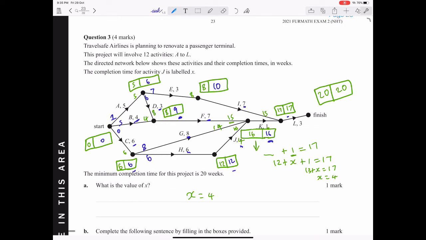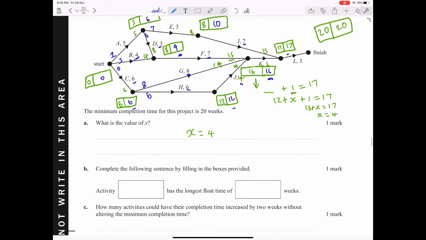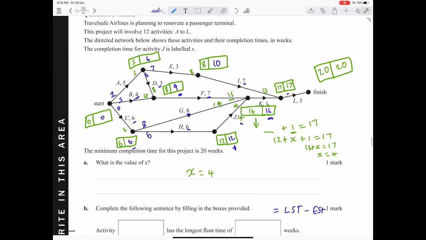So from here we can determine the activity that has the longest float time. The float time is basically equal to latest start time minus earliest start time, which is basically the number on the right box minus the number on the left box. So for activity J, we'd look at the box to the left of that activity, and we can see here that it has a float time of 0 because latest start time minus the earliest start time is equal to 0.